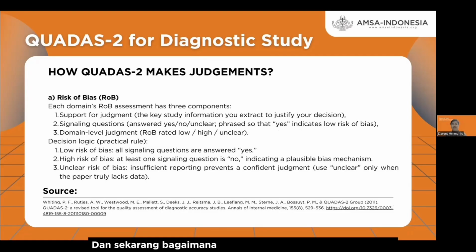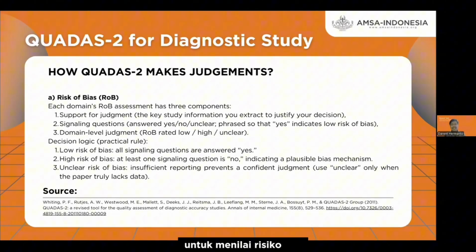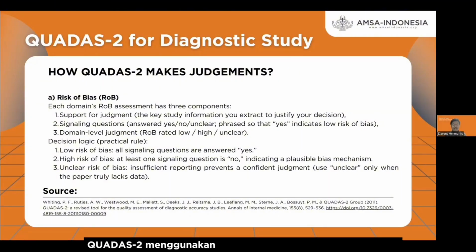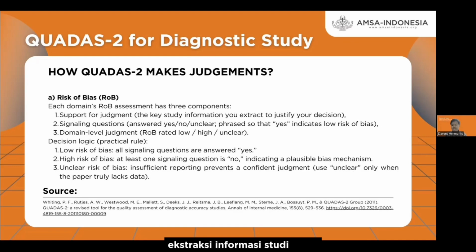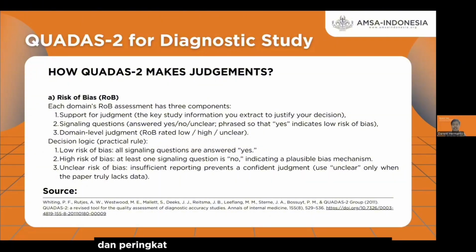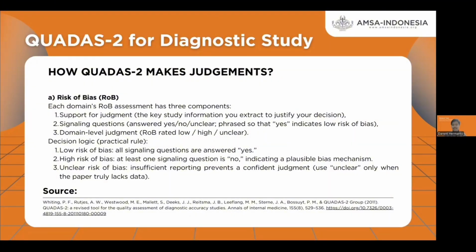And now how we make QUADAS 2 judgment. To assess the risk of bias, QUADAS 2 uses three components for each domain: the extraction of key study information to support the judgment, the answering of signaling question, and the final domain rating of low, high, or unclear. Signaling questions are phrased so that a yes answer always indicates a low risk of bias.